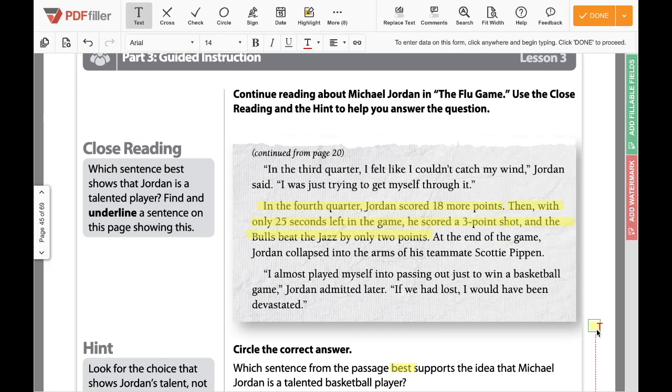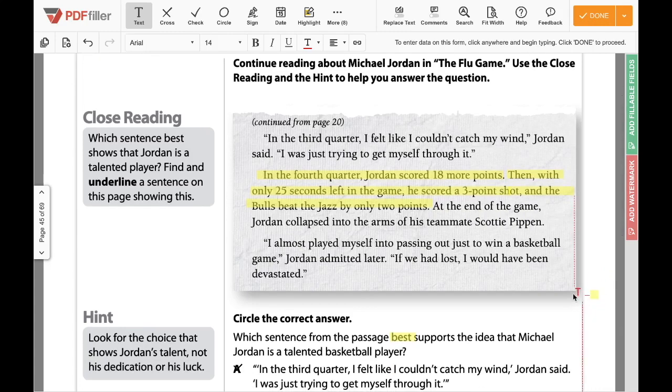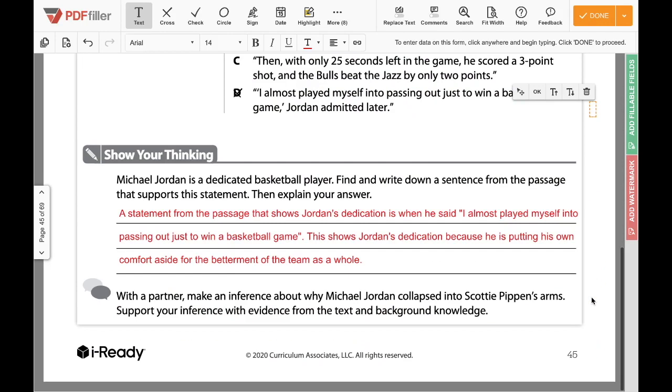Well, I think we can infer that he was about to pass out because he was so sick, and he was trying to use more strength than he actually had from being sick, right? And some evidence that shows this is when he says, I almost played myself into passing out just to win a game. Or at the beginning when he said, I felt like I couldn't catch my wind, I was trying to get myself through it. It's showing that he is physically struggling through this game, but he's still powering through because if they had lost, he would have been devastated. So all of those things are evidence that supports.